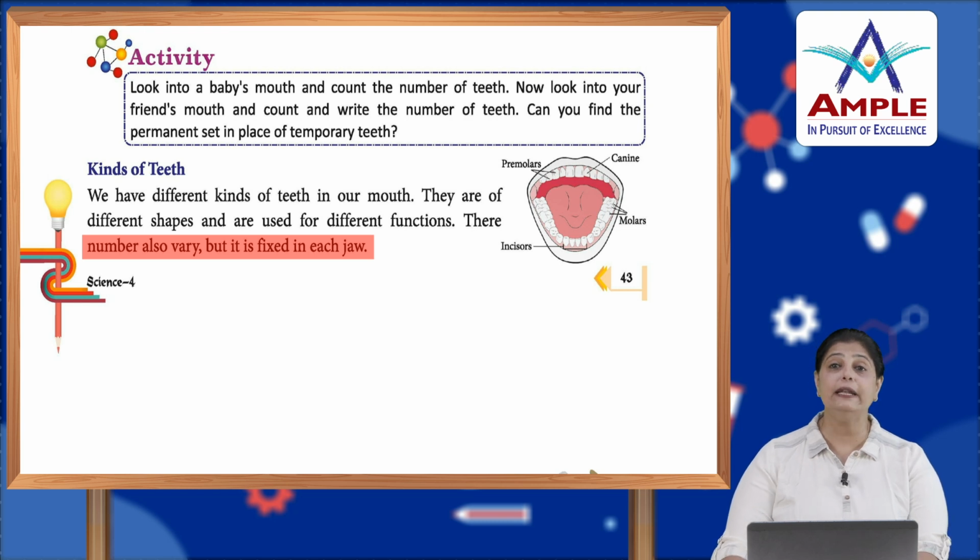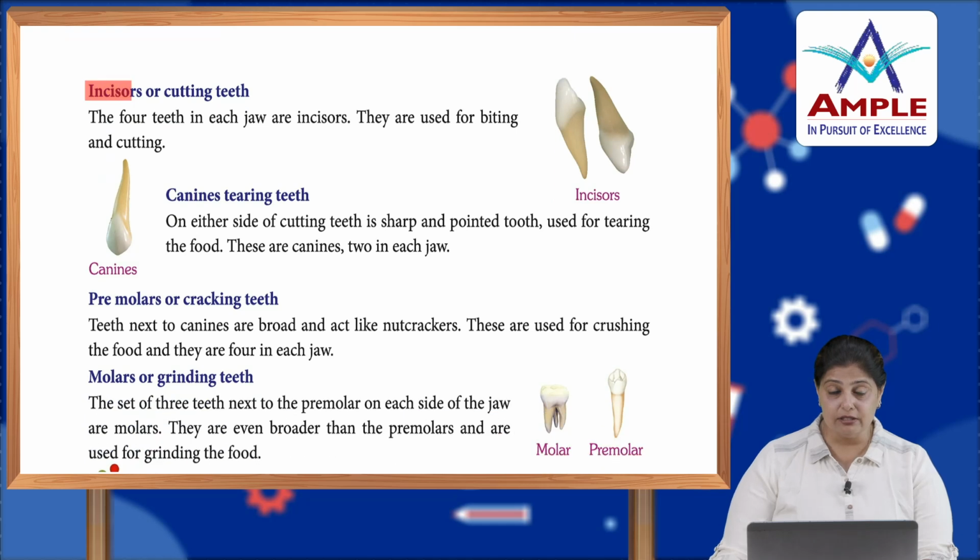So if they have 20 teeth, that means they have 10 in the upper jaw and 10 in the lower jaw. If they have 32, it means 16 in the upper jaw and 16 in the lower jaw. Okay, so now the first type of teeth is the incisors. Incisors are also known as cutting teeth. They help us to cut the food.